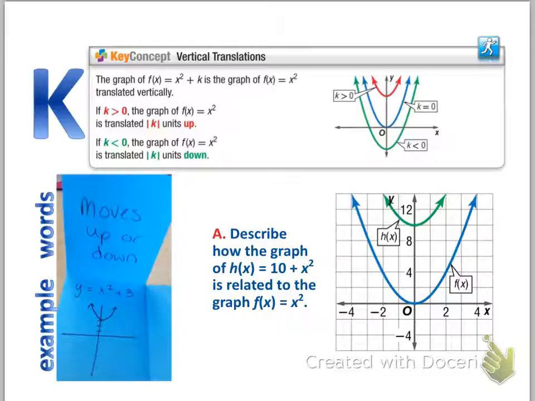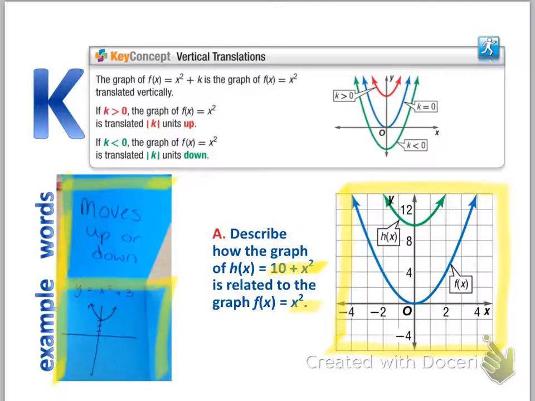Alright, so in your foldable, the bottom half here is going to be an example. The top half should be words that describe the action that happens. So on each slide here, you'll be able to find a solid example that you can include and be able to sketch it. You can use the exact same example that is given, or you can create your own. So remember, the K moves it up or down. For example, if it says +3, it moves it up 3 spaces.